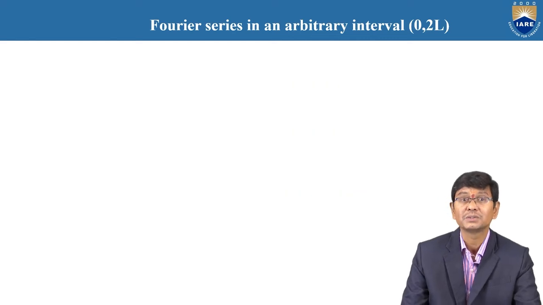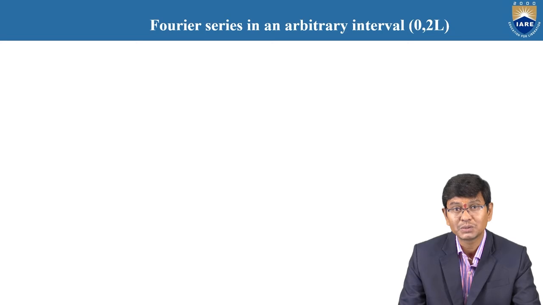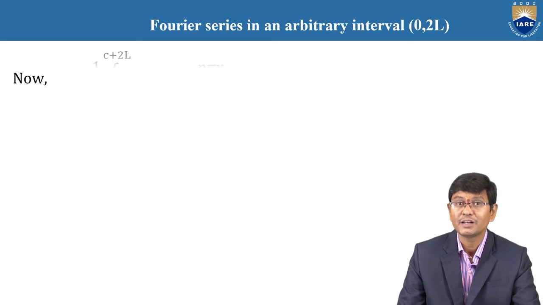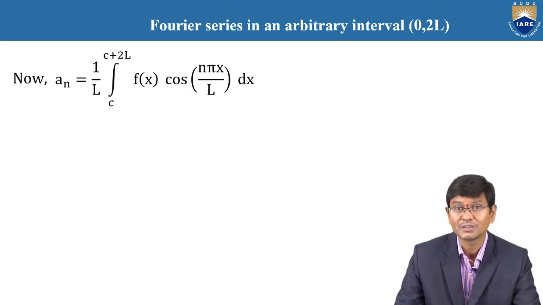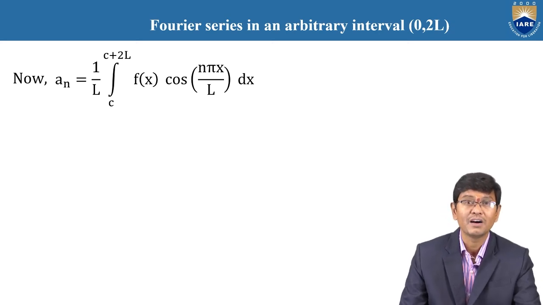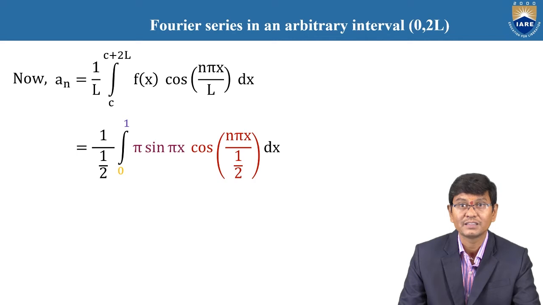Therefore, aₙ is given by the formula 1 by l integration from c to c plus 2l of f of x into cos nπx by l into dx. Here also we need to replace l with 1 by 2, and the function f of x is equal to π sin πx. Using all these values, we get 1 by 1 by 2 into integration 0 to 1 of π sin πx into cos nπx by 1 by 2 into dx.